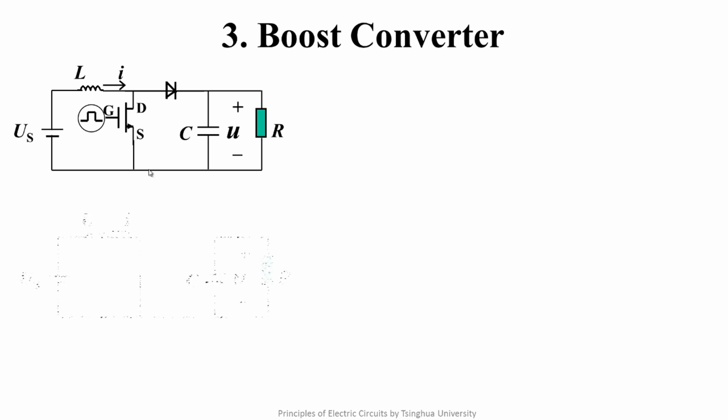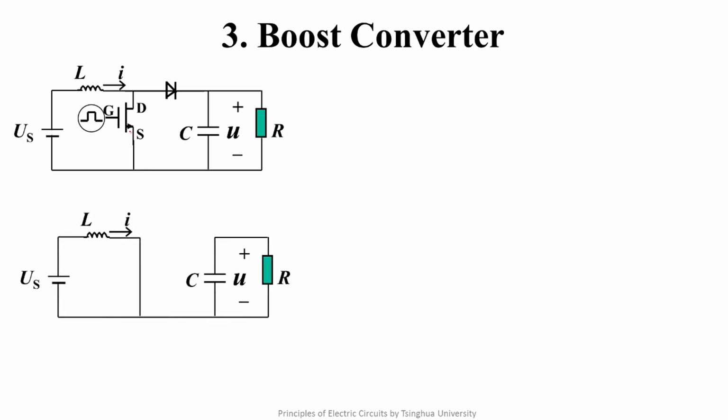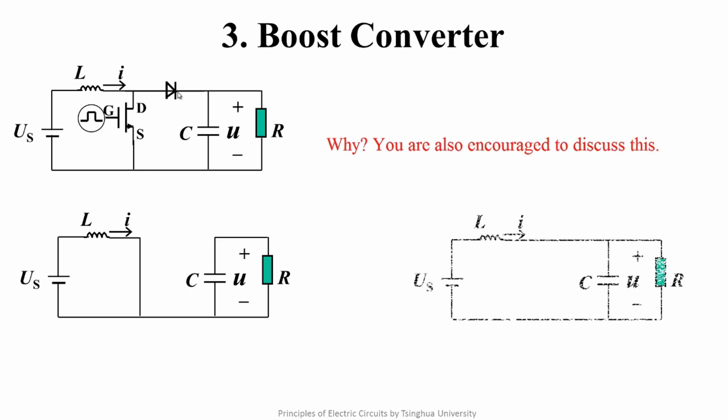It's like this. When D and S is a short circuit, the diode withstands the reverse voltage drop, so it's an open circuit. The whole circuit can be divided into two unrelated sub-circuits. When GS is low level, DS is an open circuit. At this time, the diode conducts. The whole circuit is in such a state.